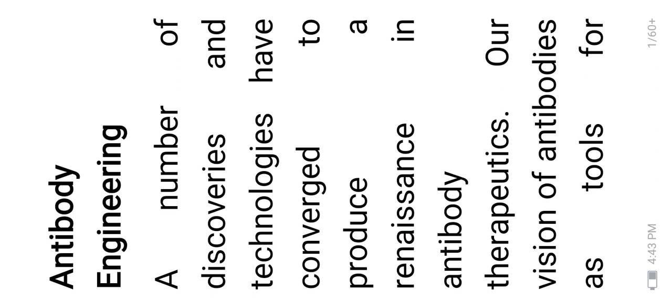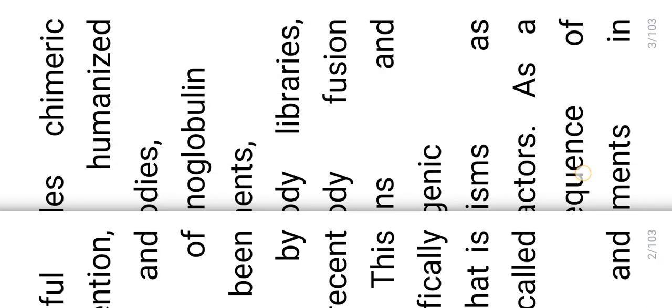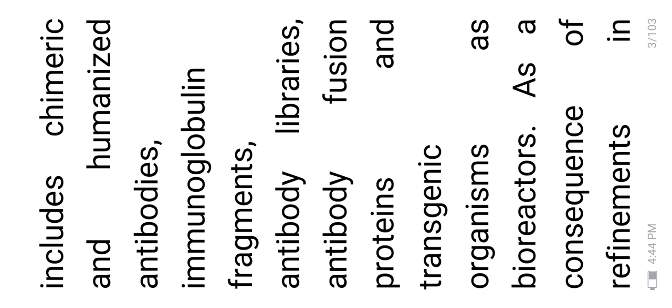A number of discoveries and technologies have converged to produce a renaissance in antibody therapeutics. Our vision of antibodies as tools for research, useful for the prevention, detection, and treatment of disease, has been revolutionized by these recent advances. This review specifically focuses on what is now called antibody engineering and includes chimeric and humanized antibodies, immunoglobulin fragments, antibody libraries, antibody fusion proteins, and transgenic organisms as bioreactors.